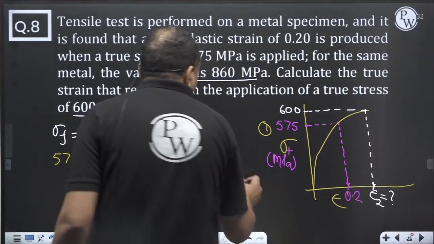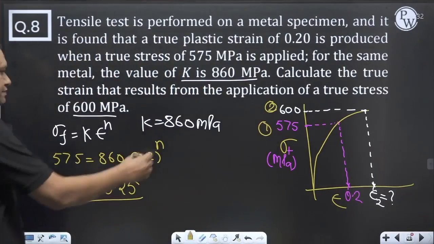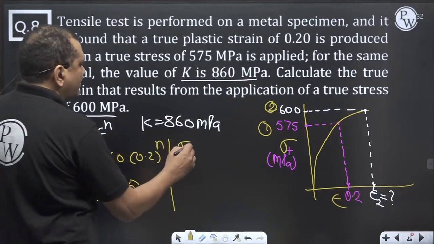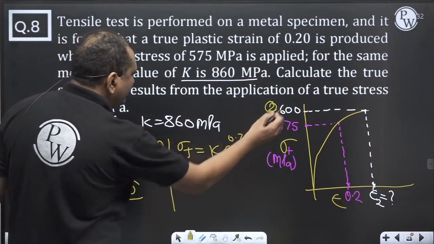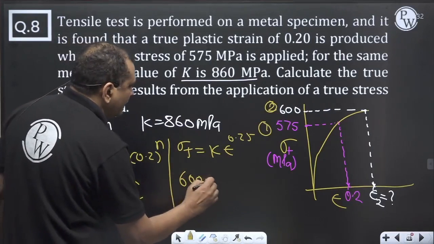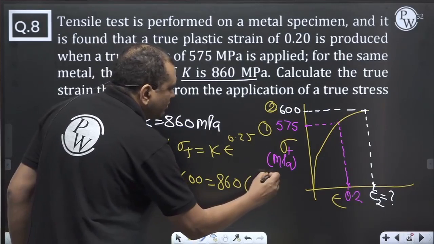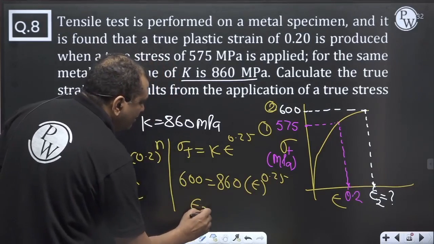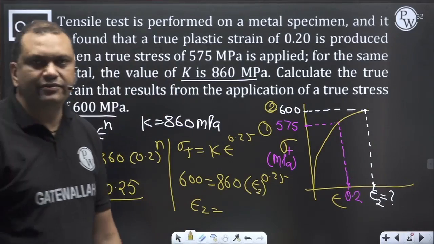Now apply the same thing to condition 2. So sigma f equals k epsilon raised to power 0.25. Stress is 600 equals 860 epsilon raised to power 0.25. Calculate epsilon 2.